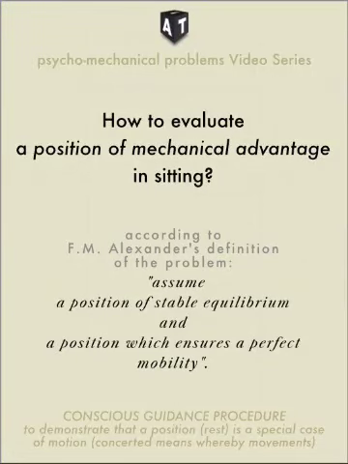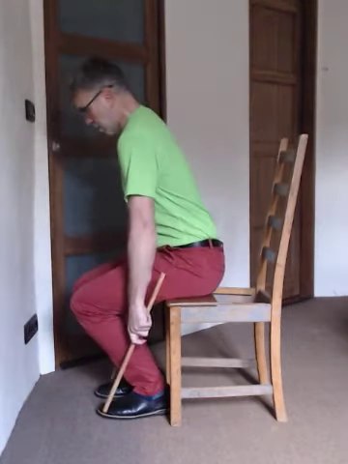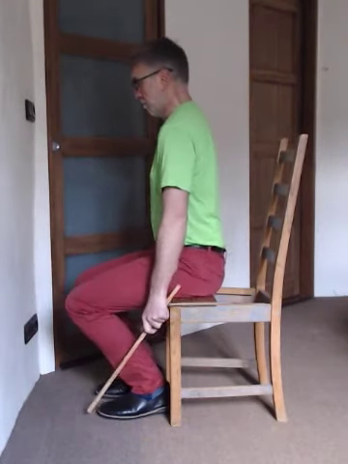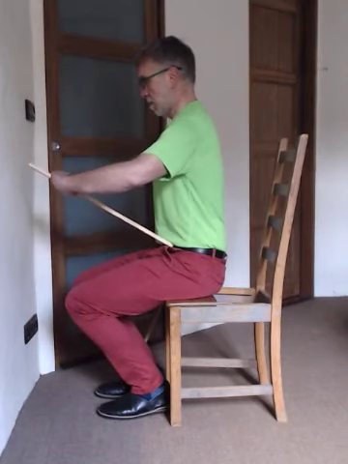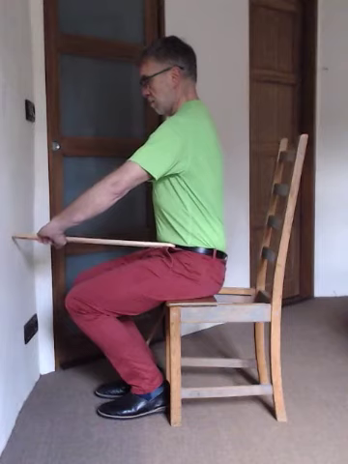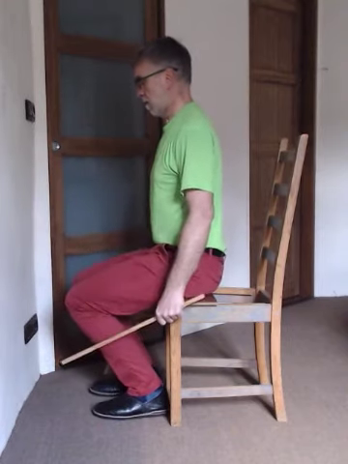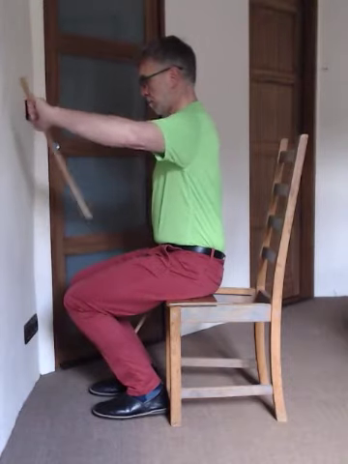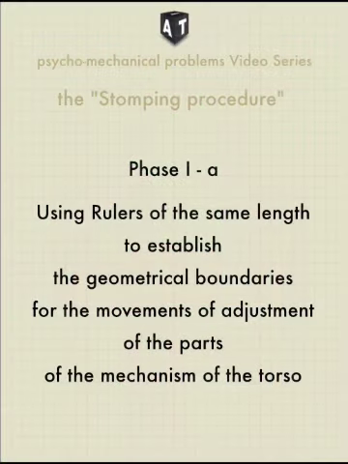This video presents a procedure of conscious guidance I devised in order to help my pupils understand the concept of position of mechanical advantage as defined by F.M. Alexander. I call it the stomping procedure. The reason why the procedure involves the sitting gesture is because it is much easier for a beginner to perform the equilibrium requirements in sitting than in standing.